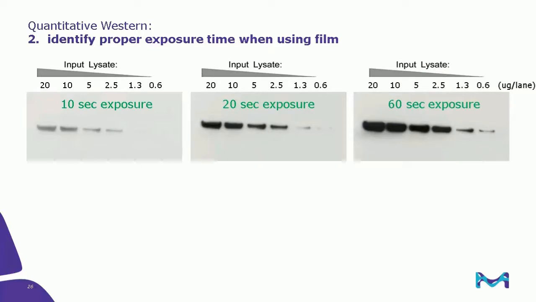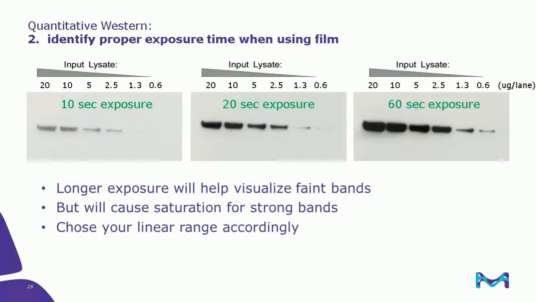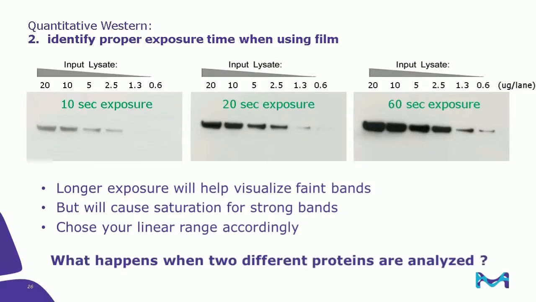However, if one is not careful, signals on film can easily become saturated, and you can see that at 60-second exposure, the upper range of protein bands becomes nonlinear. In fact, going back to what I said in the previous slide, if only 2 bands are compared side by side, there's a good chance that while the target protein expression may differ by 2x, subsequent quantification will not show such differences. In summary, while longer exposure will help visualize faint bands, we need to be careful about not exposing the film too long for stronger bands. If possible, always take multiple images and choose your linear range accordingly.